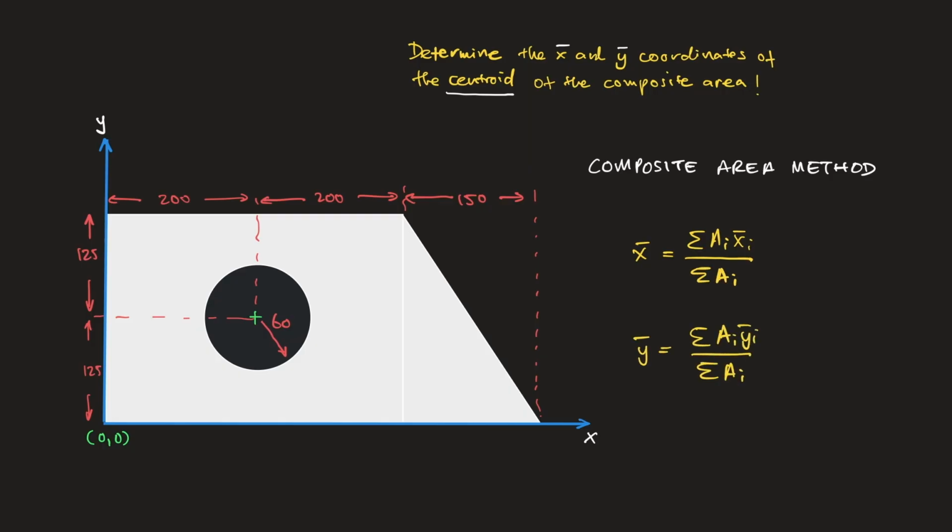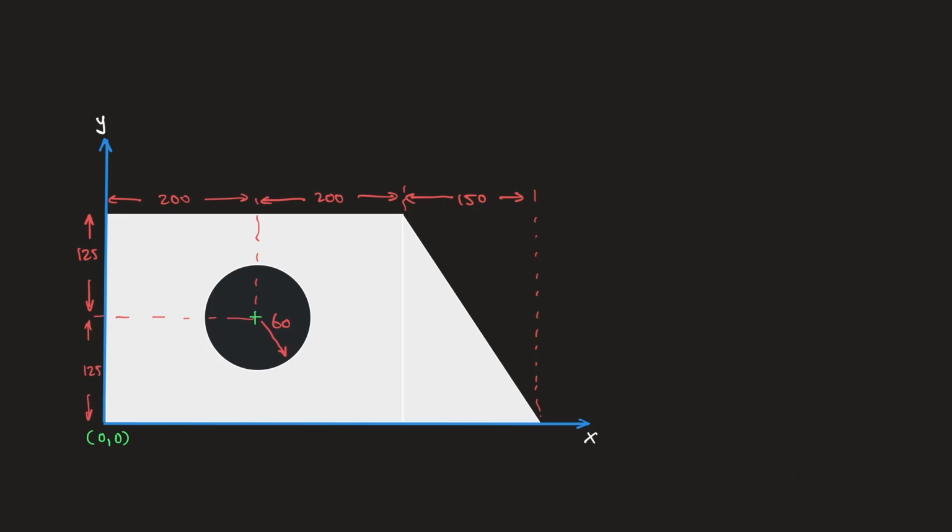Now for the hole, here's an important point. A hole means we subtract that area, we treat it as a negative area. That's it. So our three parts are the rectangle, positive area, the triangle, positive area, the circle, negative area, because it's a hole. Okay, let's go through each shape one by one.